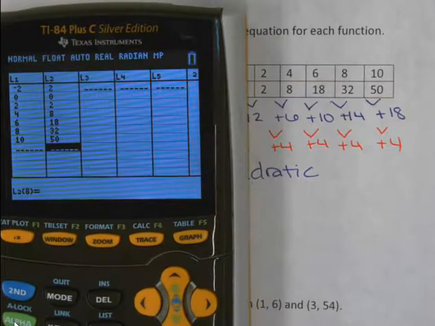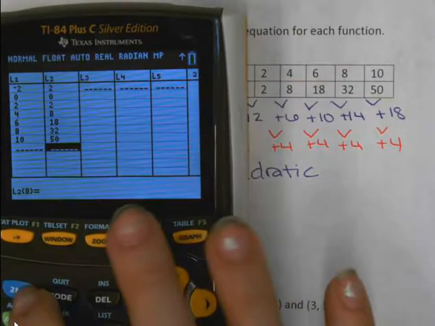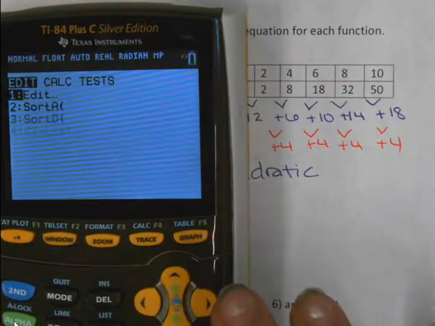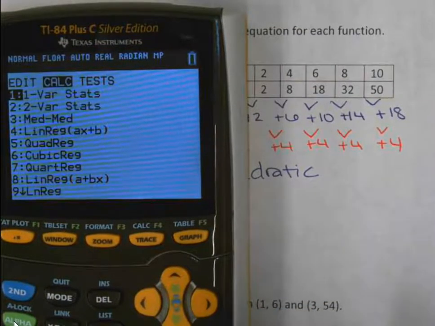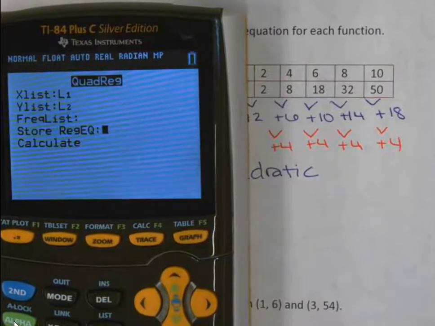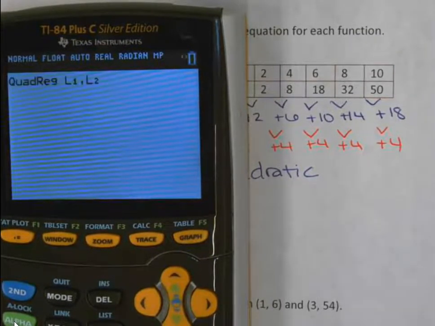Now that I've typed my points in, I'm going to go to second mode to go home. Then I go stat, calc, and Stephanie told me I want 5 because it's quadratic. I go all the way down to calculate, and I press enter.